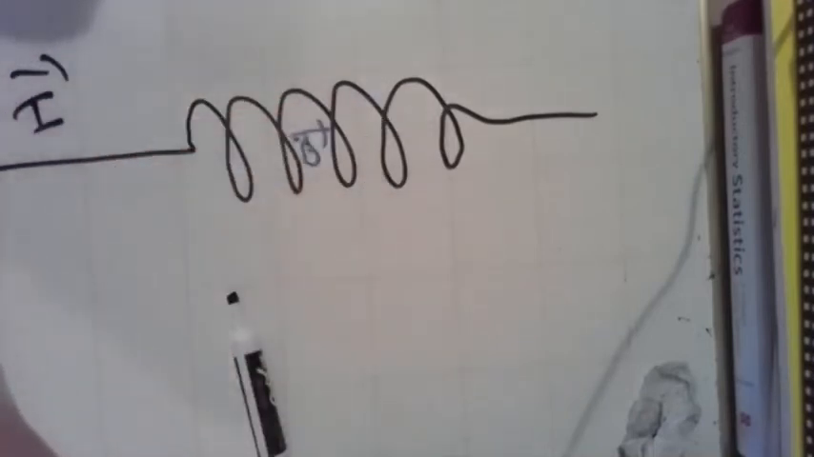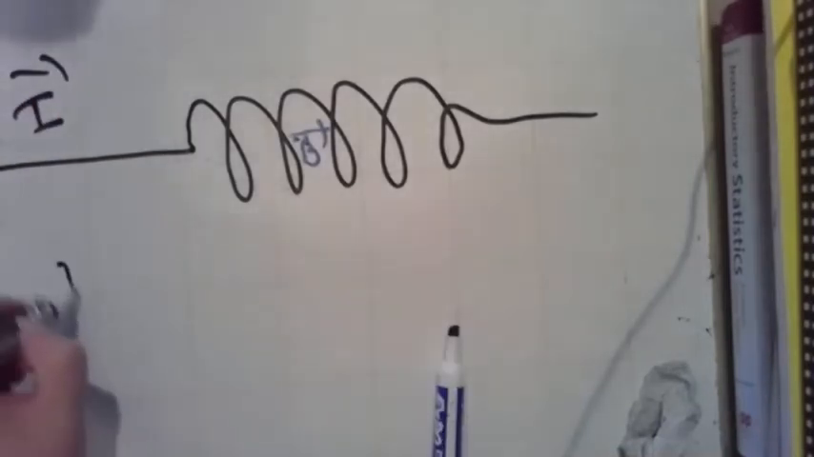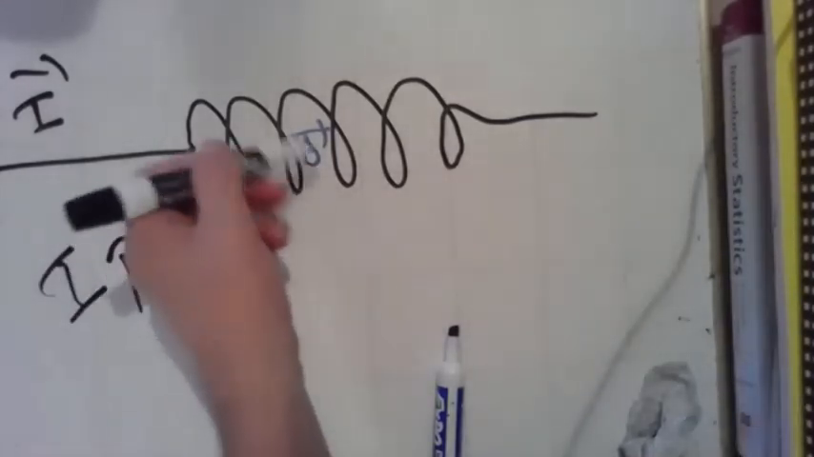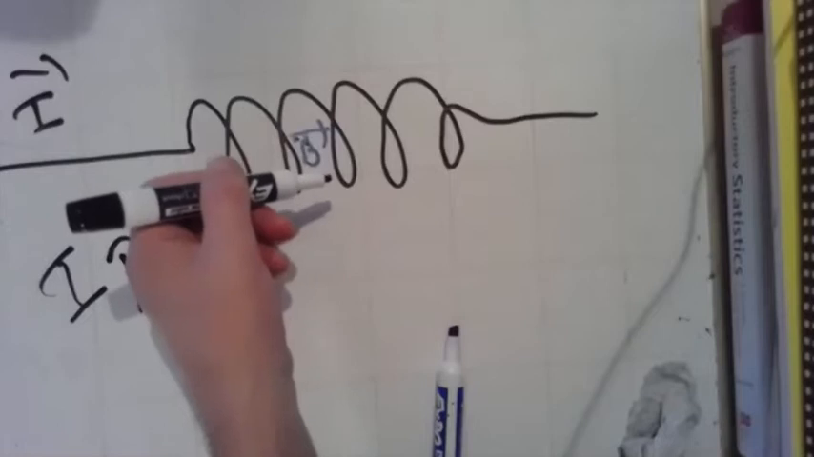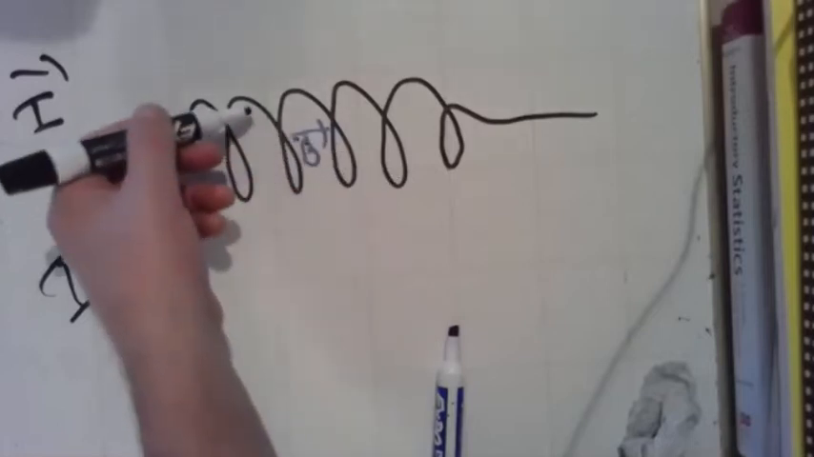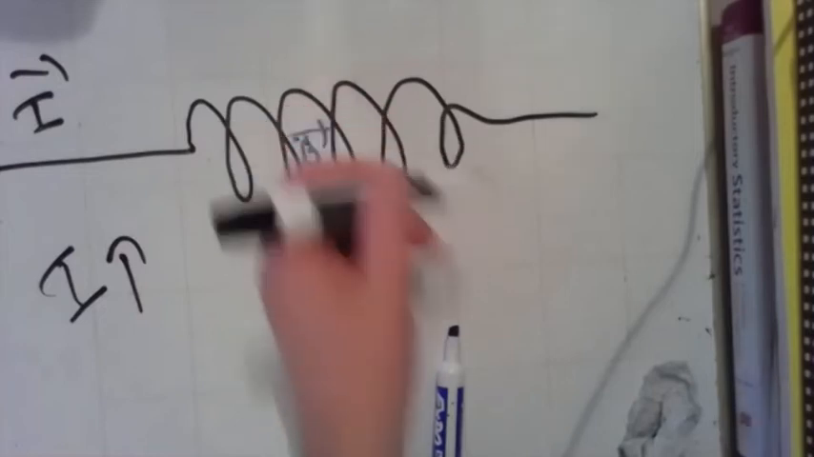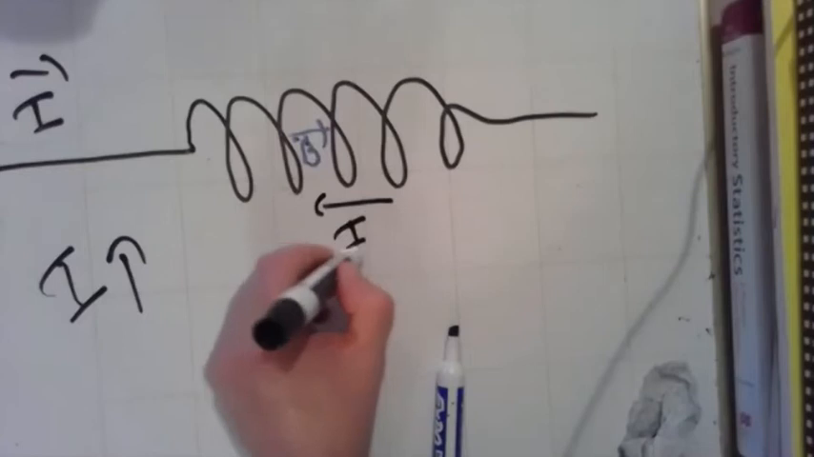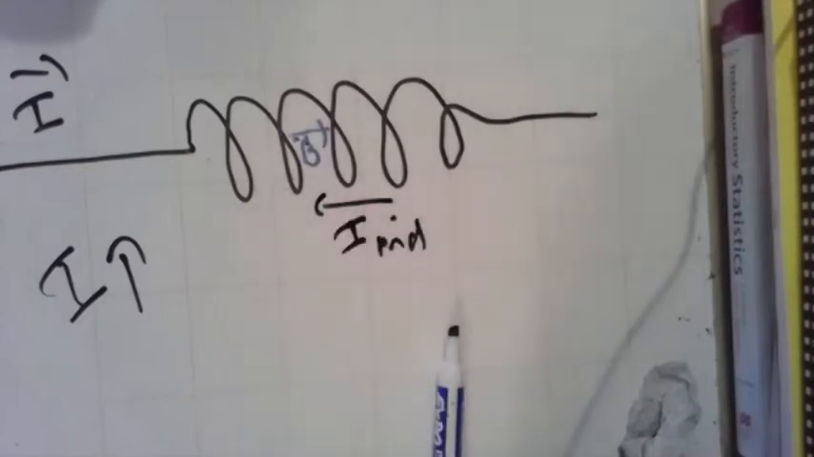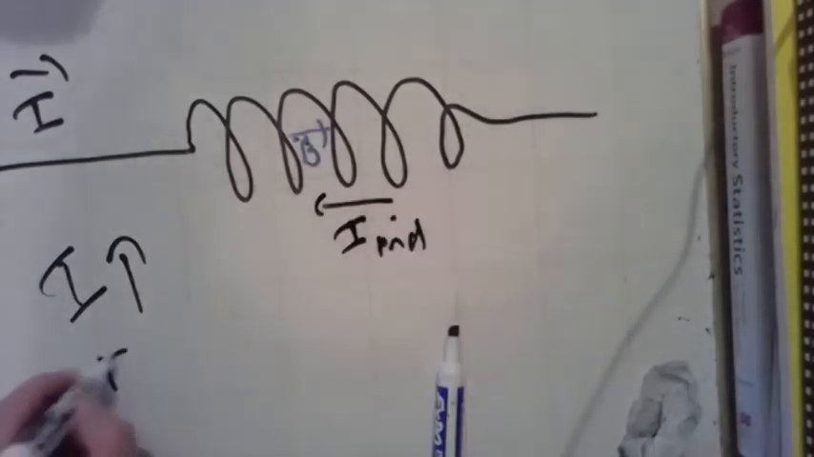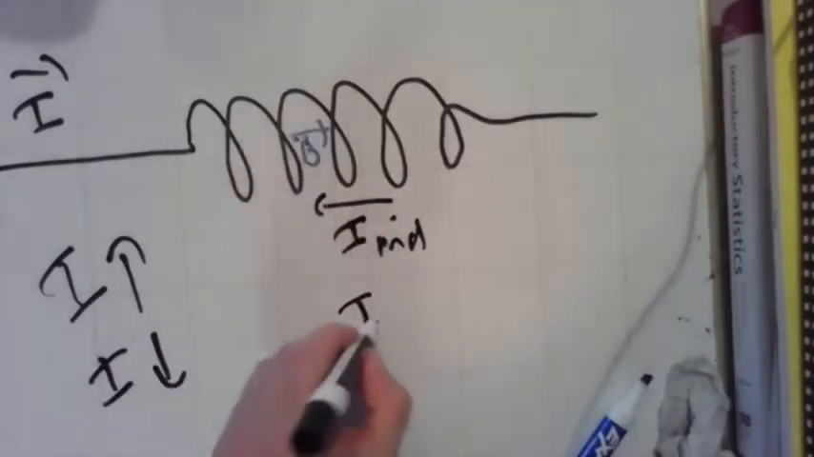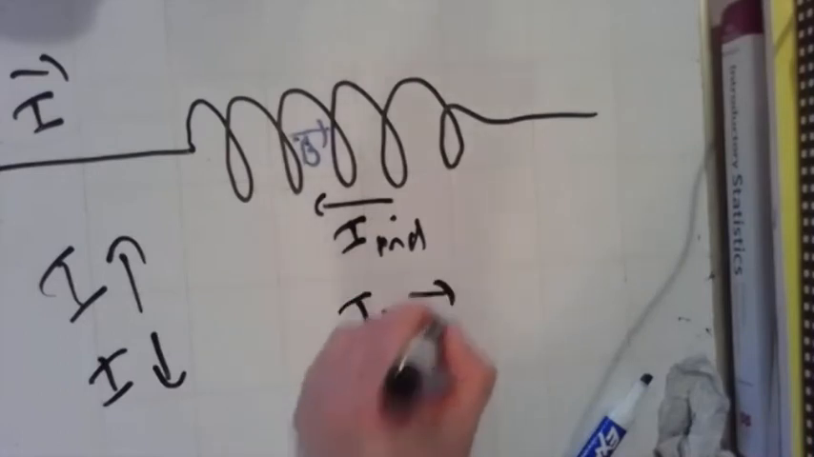And if I is increasing, so if I is going up, then my magnetic field here would be going up. That changing magnetic field creates a changing flux through each of these loops that oppose that increase. So that would create an induced current going backwards. And if I is going down, then I'd have a decreasing flux. I would have an induced current that would flow forwards.